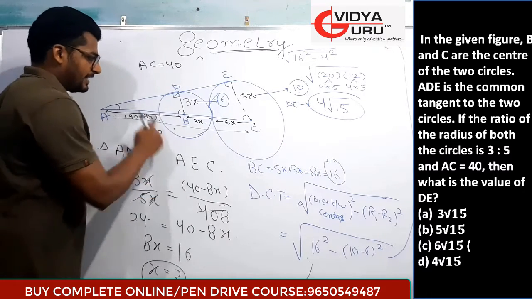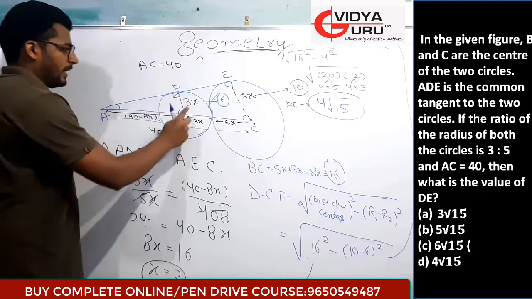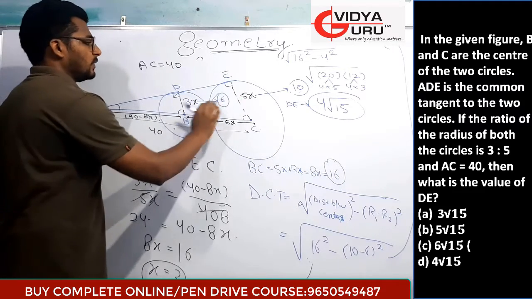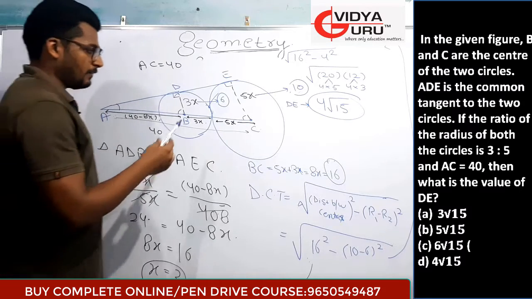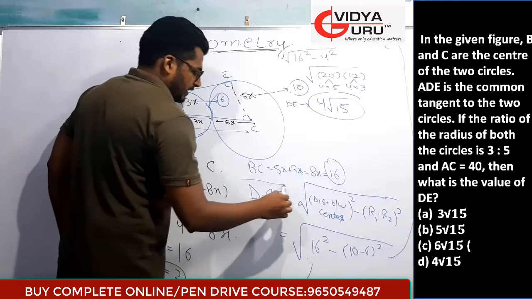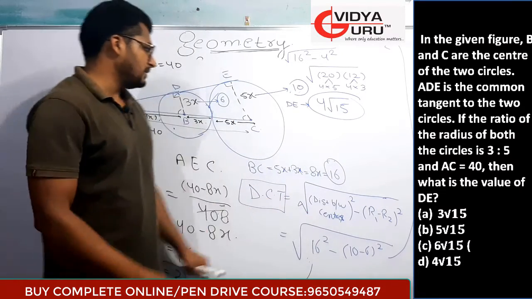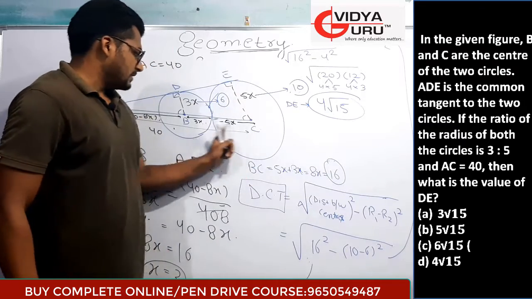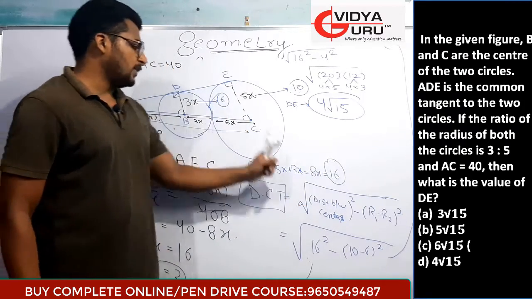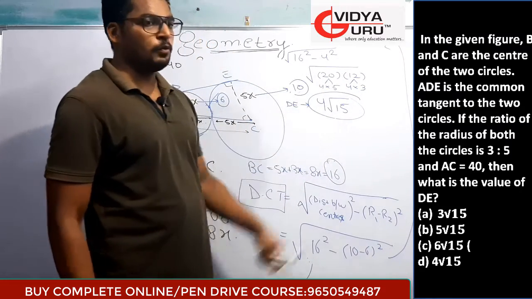First, I applied similarity in ADB and AEC and found the value of x so that I can know the exact value of the radius and distance between the centers. Then after finding the exact values, I wrote the formula of the direct common tangent. The formula is the square root of distance between centers square minus (R1 minus R2) whole square. Now we just need to put the values here and the answer will be 4 root 15.